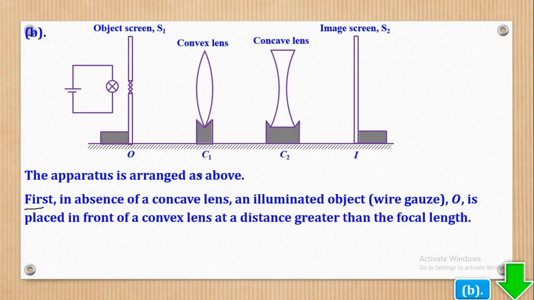So first, in absence of a concave lens, an illuminated object, in brackets wire gauze O, is placed in front of a convex lens at a distance greater than the focal length. Now greater than the focal length helps you to form a real image.